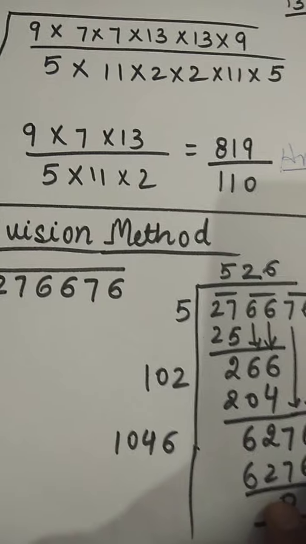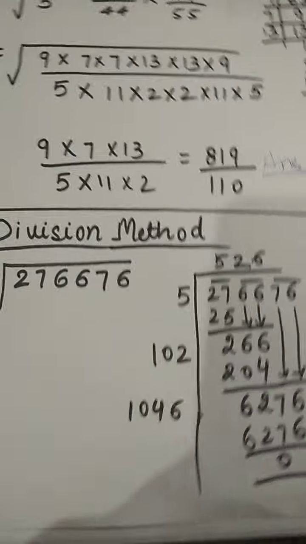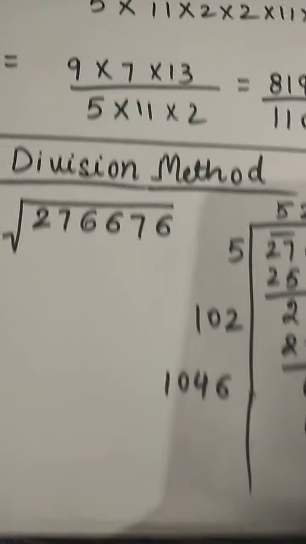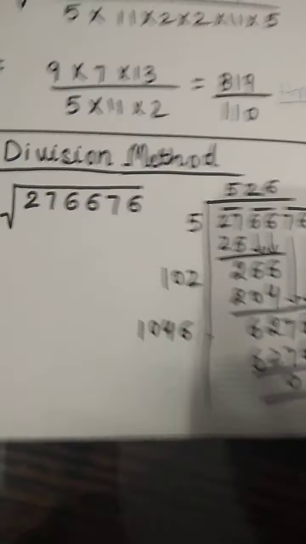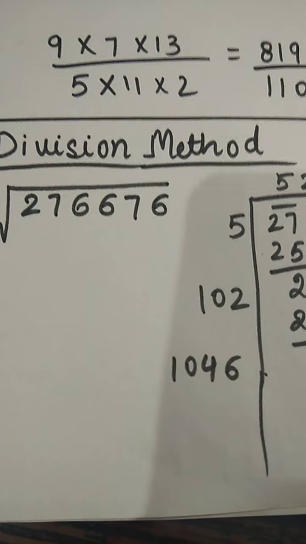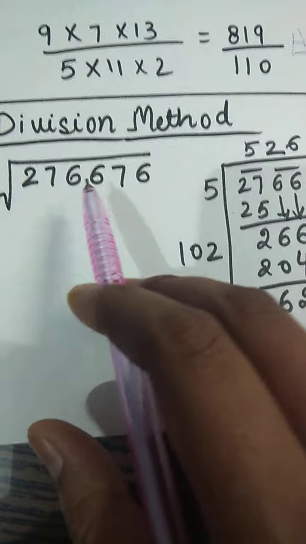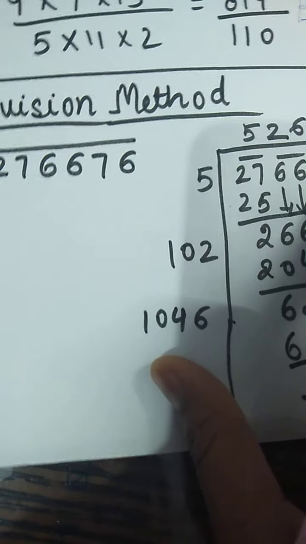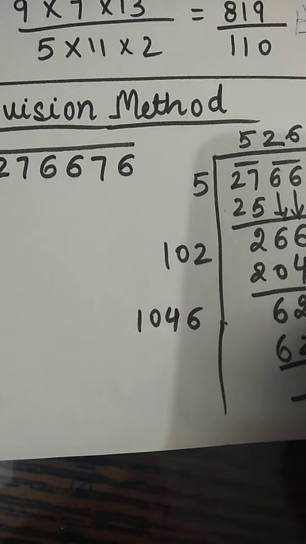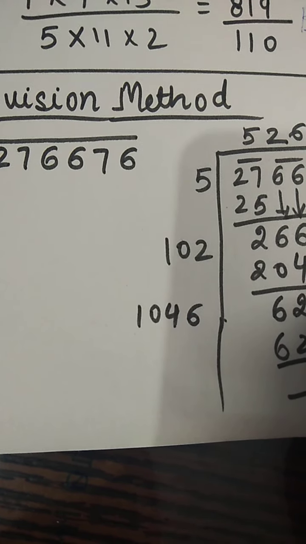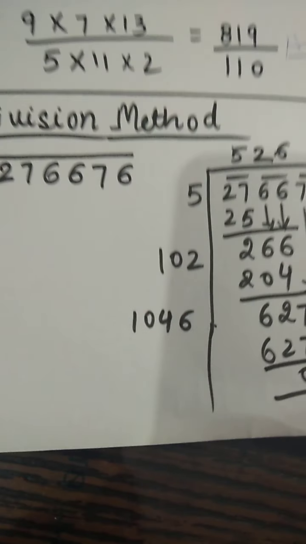Our next part is to find the square root of given numbers by the division method. Now this is something new which you are going to learn in this chapter. Here you have to find the square root of 276676, that is 2,76,676.